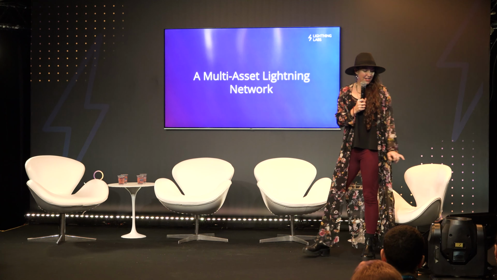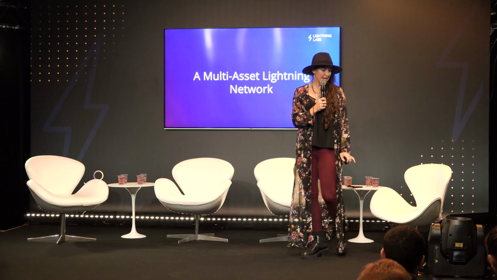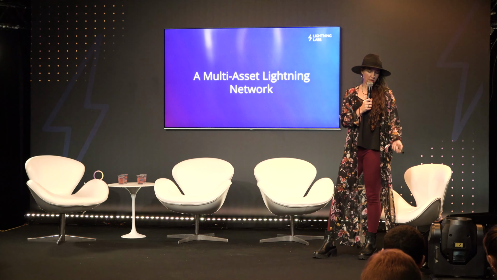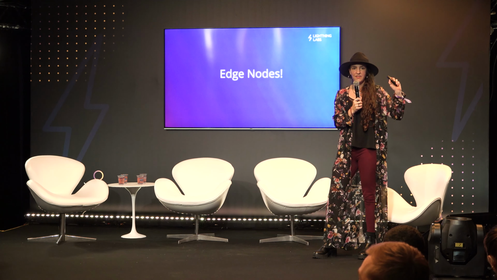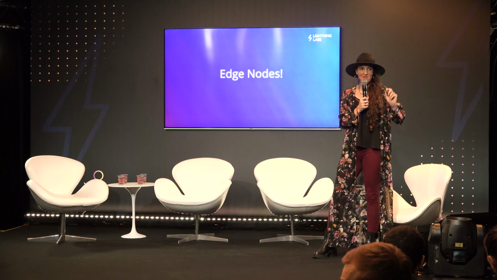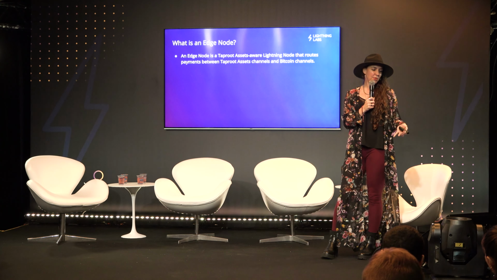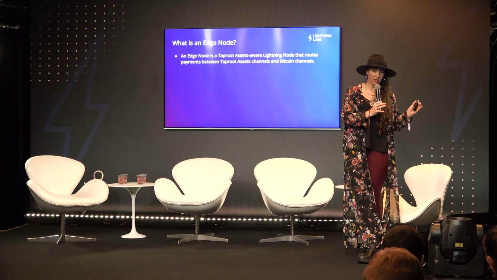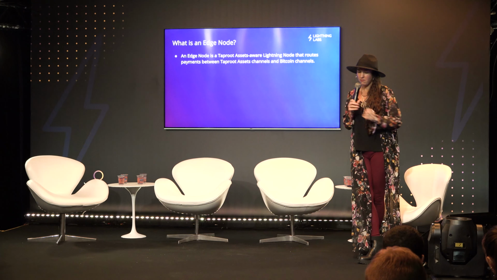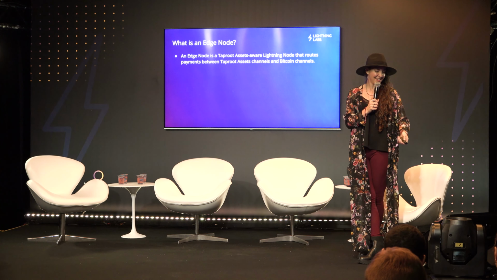All right. Now let's talk about a multi-asset Lightning network and what that looks like, and edge nodes. Has anyone heard of an edge node? No? Cool. Now you all have. Awesome. All right. What is an edge node? An edge node is a Taproot Assets aware Lightning node that routes payments between Taproot Assets channels and Bitcoin channels. And I'll show you more pictures in a second to help.